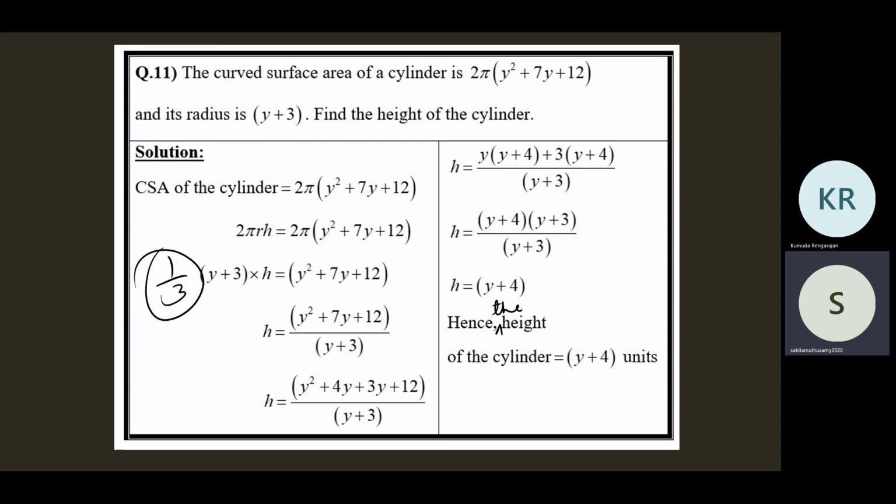And for this question, I got two answers, ma'am. The first answer I got was y plus 4, ma'am, and then I just redid the division again, and then I got y plus 10, ma'am. I wasn't sure if y plus 4 was the answer or y plus 10 was the answer, ma'am. So I wrote both the answers.